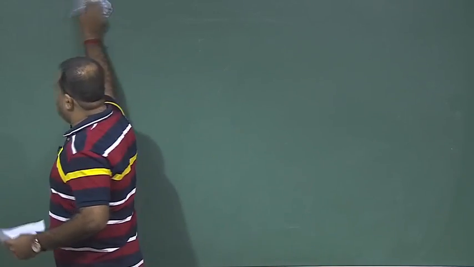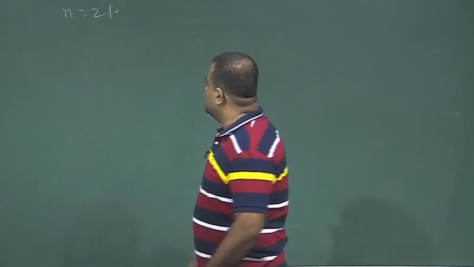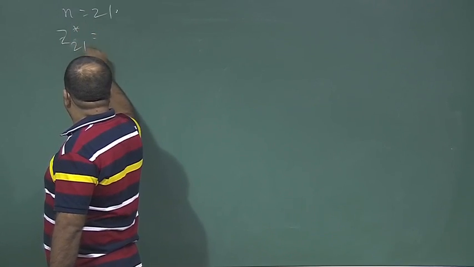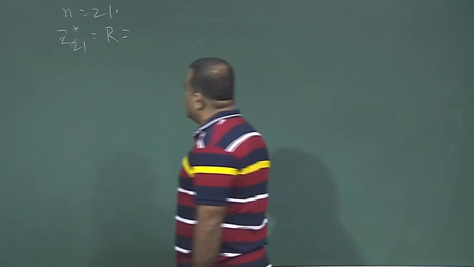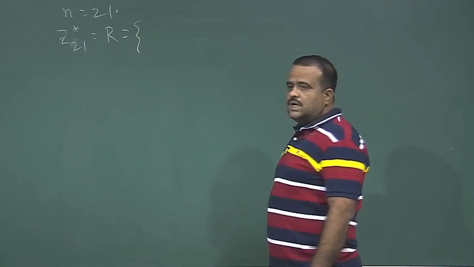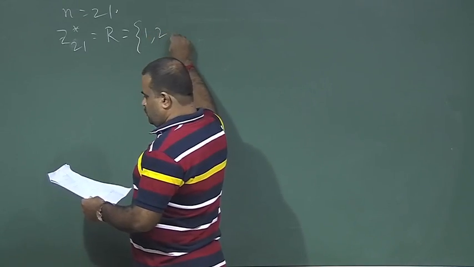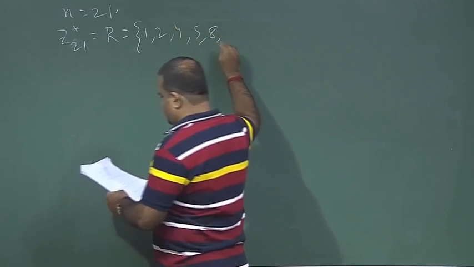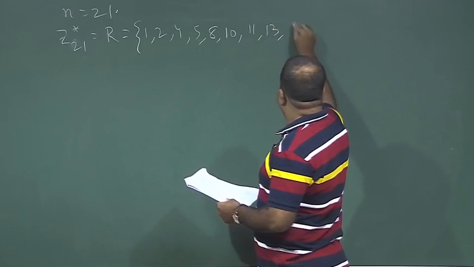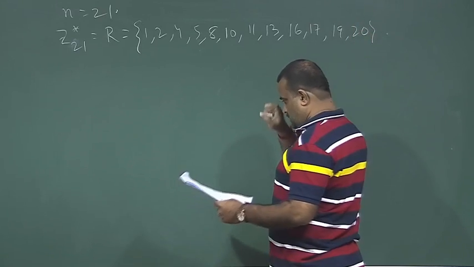So, let us take another example. Suppose n is equal to 21. Then Z21 star is basically the reduced residue class. That means we are taking all the integers which are co-prime with 21. So, this is basically 1, 2, 4, 5, 8, 10, 11, 13, 16, 17, 19, 20.